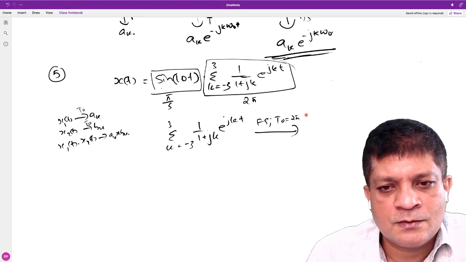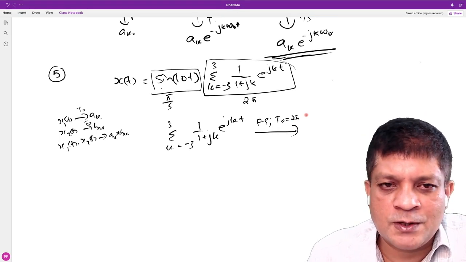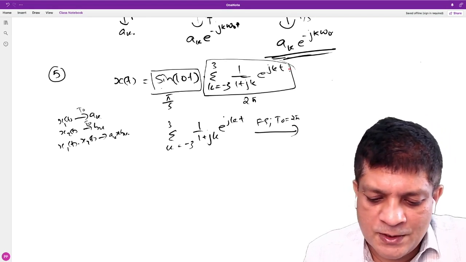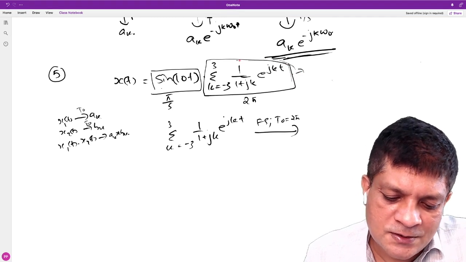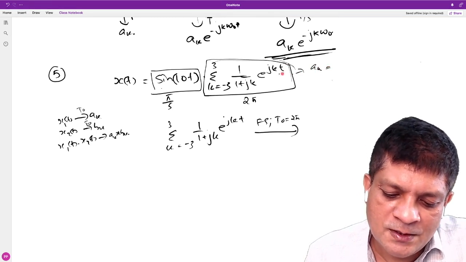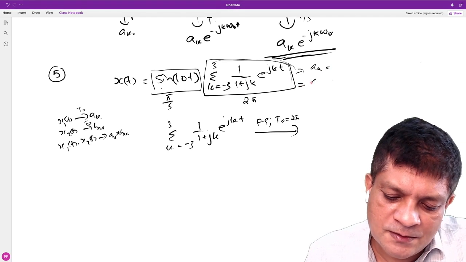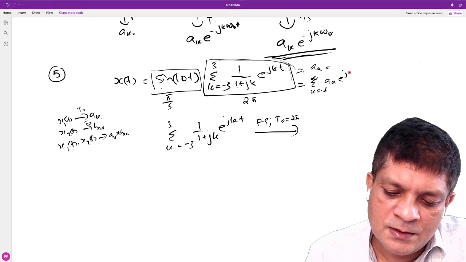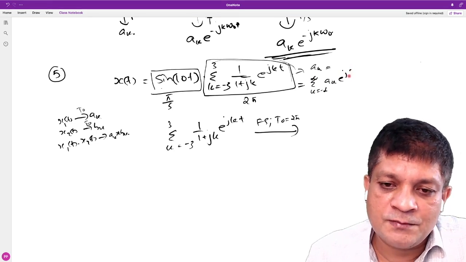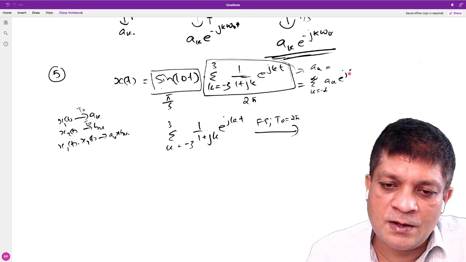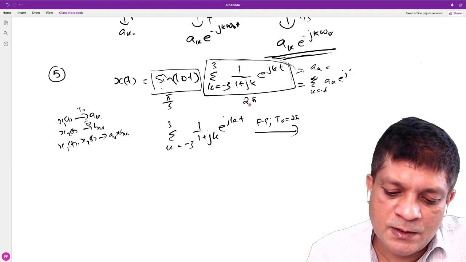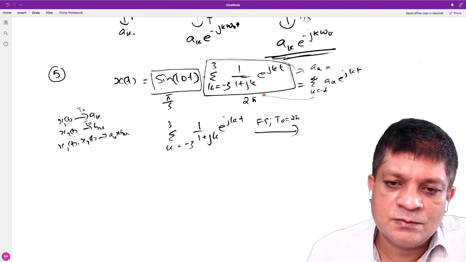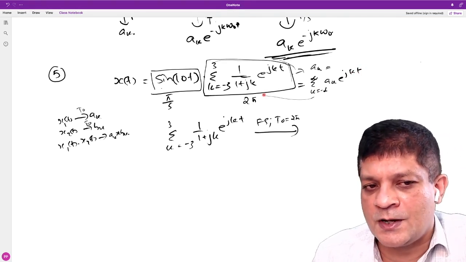Is it directly given in the Fourier series summation form? Suppose the Fourier series coefficients of this signal are ak. What does it mean? This signal can be written as the sum from k minus infinity to infinity of ak e to the power jk omega naught t. What is the fundamental frequency? Omega naught, if T is 2 pi, is 1, so it is e to the power jkt. You compare these two, and you will get the Fourier series coefficients directly, isn't it?